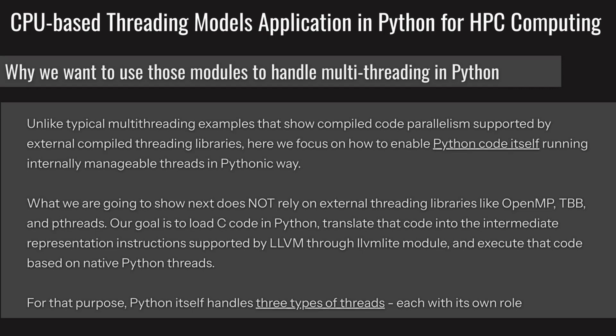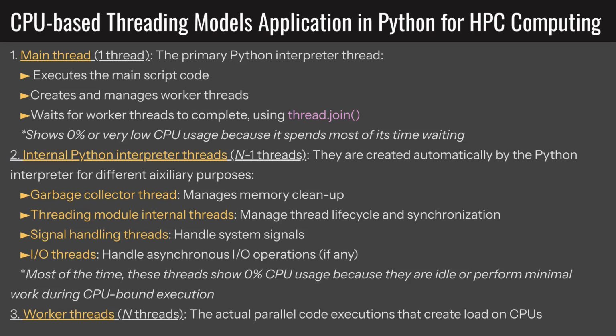For that purpose, Python itself handles 3 types of threads, each with its own role. The execution of n number of worker threads requires another n threads to support the worker ones. The first type of thread is the main thread. This is the primary Python interpreter thread. It executes the main Python code, creates and manages worker threads, and waits for worker threads to complete. When its load is examined, it shows 0% or very low CPU usage because it spends most of its time waiting.